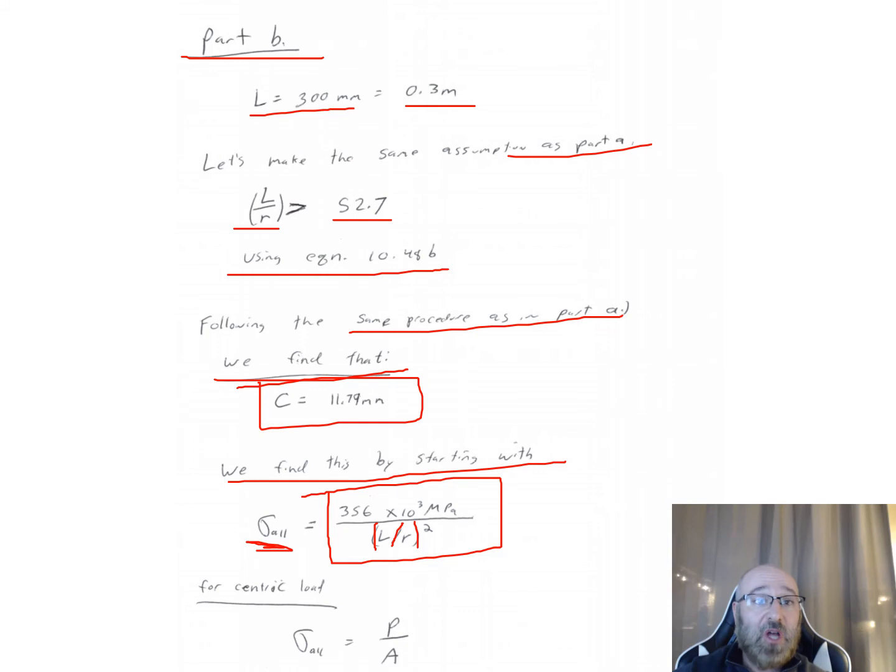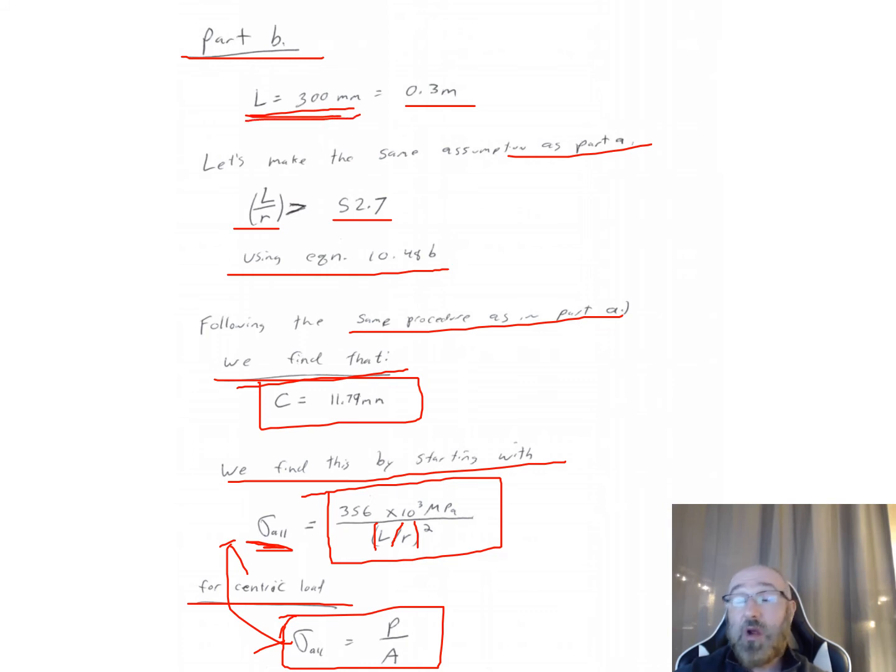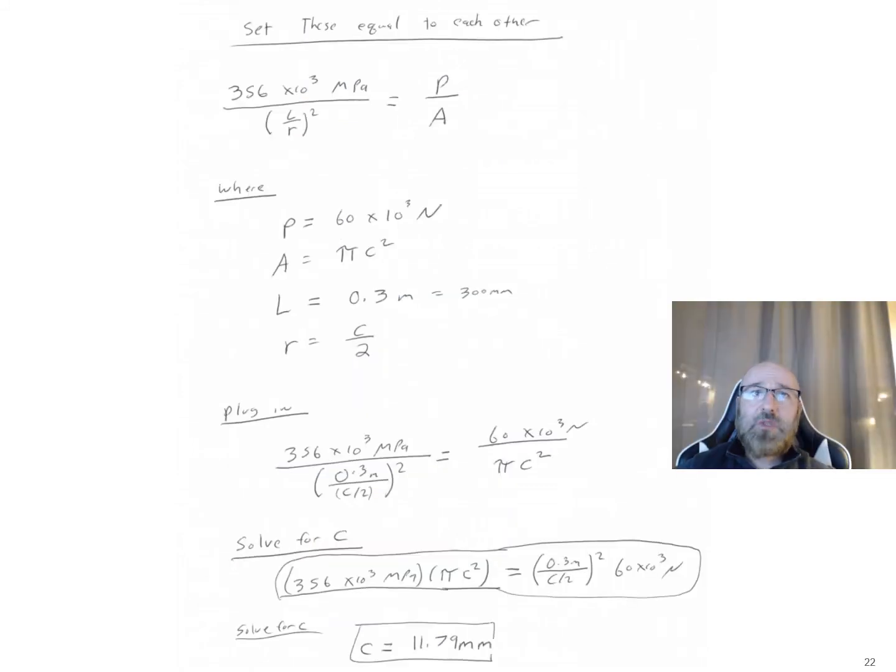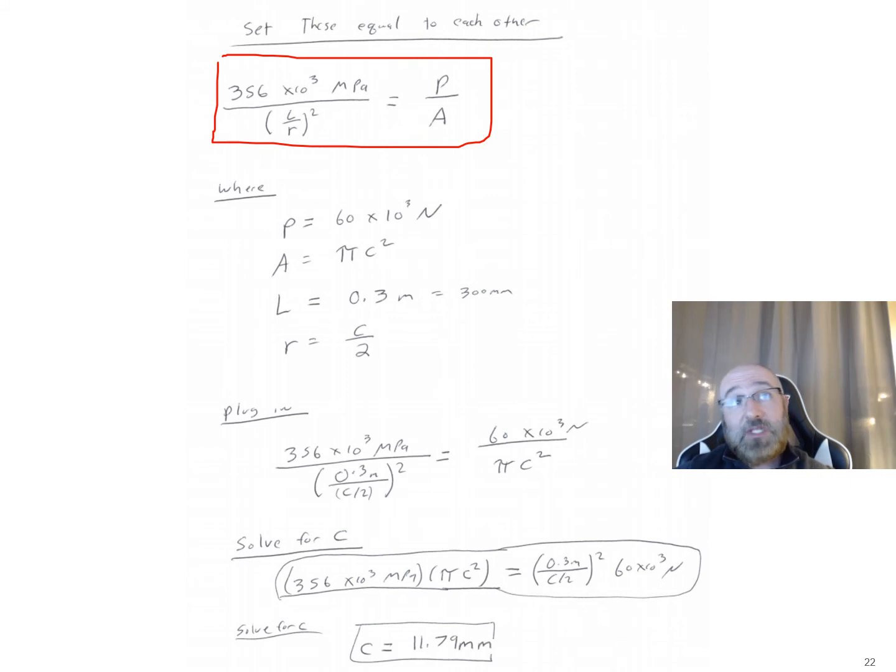And for our centric load, we still have the relationship that sigma allowable is equal to P over A. So we can set these two equal to each other, just like we did in part A of our solution, and solve. The difference now is we're going to have a value of L of 300 millimeters rather than 750 millimeters. So we have 356 times 10 to the third MPa, all divided by our slenderness ratio squared, equal to P over A.